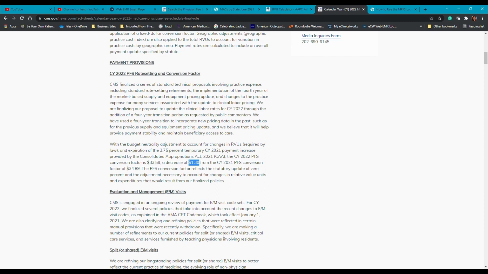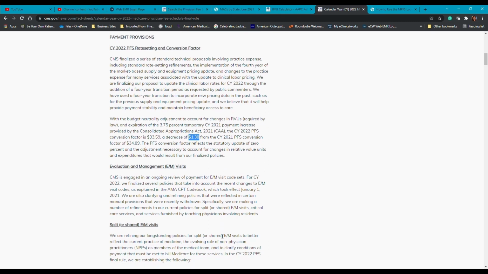So, that's pretty discouraging. You never like to see when Medicare drops their reimbursement because, let's be honest, they're already pretty low.